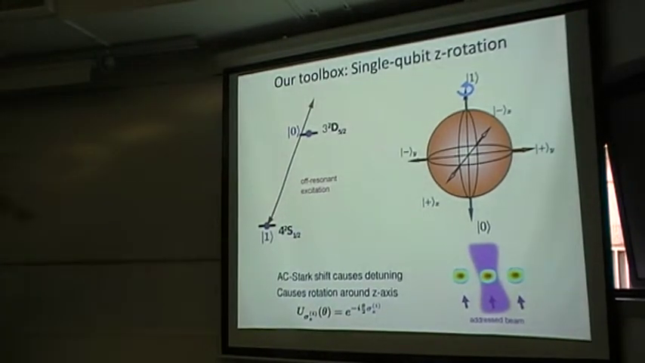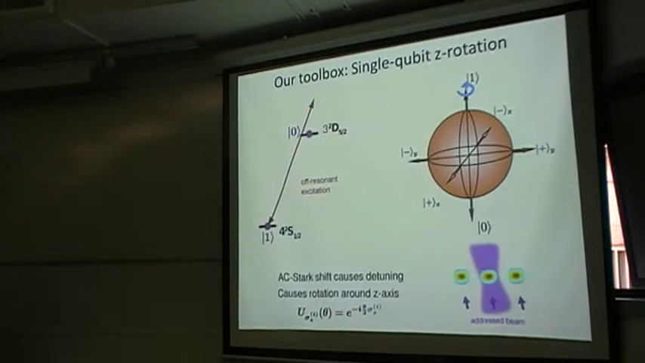And you can do that now individually for each of these ions. Together with these global operations of x and y, you have now arbitrary single-qubit rotations. Of course, it's a bit more complicated. You have to do a sequence of different passes, but you can manipulate each of these ions individually and arbitrarily.